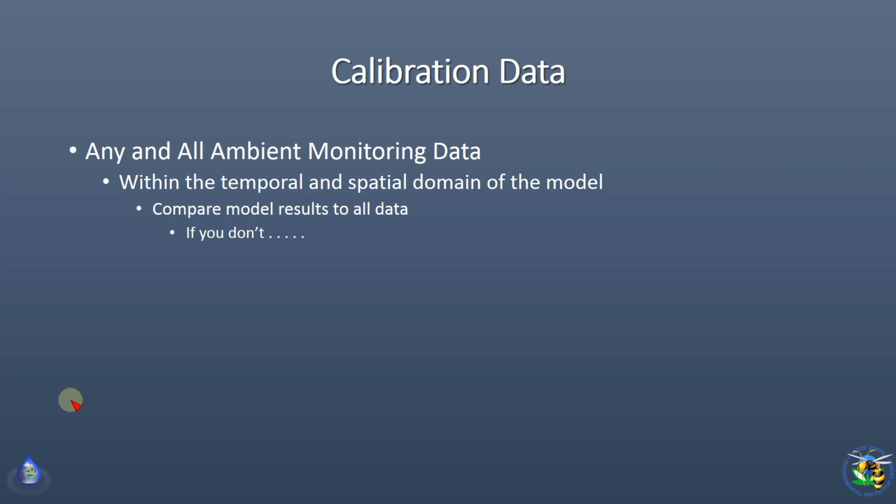The last set of data that you're going to have to compile is calibration data, and I would try to get any and all ambient monitoring data that's available. Keep in mind that you have to make sure that the data is of quality for calibration purposes. But you want all the data that's available within the temporal and spatial domain of the model. And you're going to want to compare the model results to all of this data. If you don't, somebody else will. So I think it's very, very important to be honest with yourself and honest with everybody else and compare all of the data that's out there to the model predicted data.